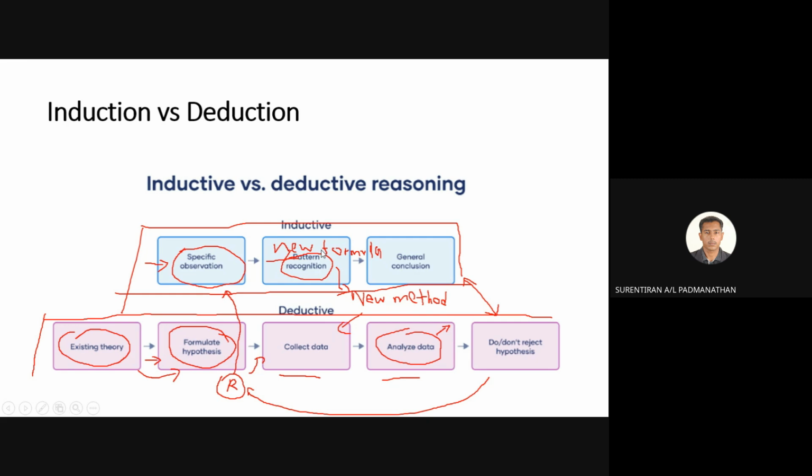So both are important. Because the deductive method will give improvements. Okay, improvements. However, the inductive will give innovations, the new innovations. So that's important. I mean, both inductive and deductive reasoning are important for research.